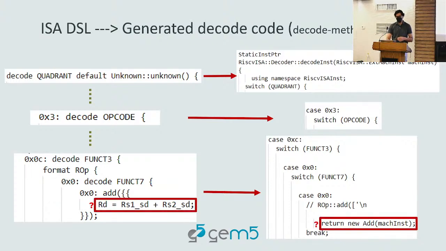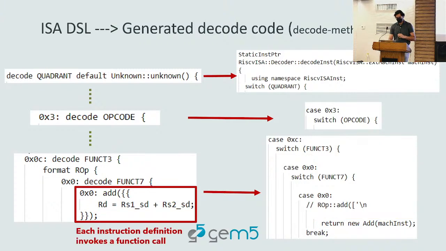If you remember, we saw there was a return new add instruction, so we're returning an object. To understand how, from the left side where we just specified the functionality, we get to this where we're returning an object of an add instruction, how does the ISA parser figure that out, or how exactly is that code generated? The rest seems pretty easy to follow, but here it's not clear. So that's where the format magic comes in.